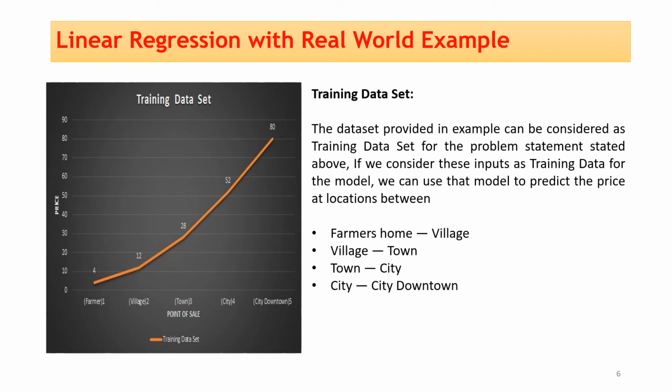Now the training data set is the data set provided in the example that can be considered as a training data set for the problem statement stated above. And if we consider these inputs as training data for the model, then we can use that model to predict the price at the locations in between the farmer's home and the village, similarly in between the village and town, in between the town and city, and in city and downtown.